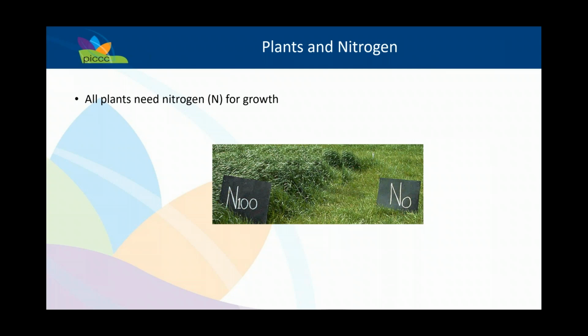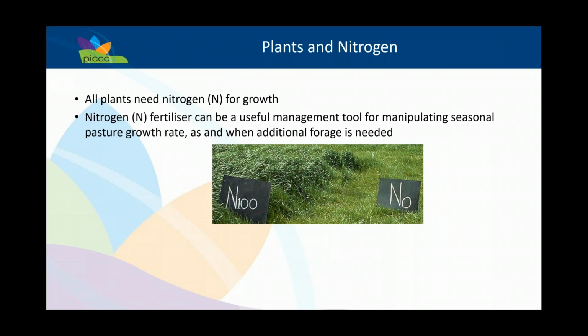So we have to come up with other rules that we can use to know when your pasture is short of nitrogen. Things like urine patches. You can see nitrogen deficiency when urine patches show up, because the cows have urinated a large amount of nitrogen, or the sheep have. So because it's such a dynamic nutrient, it can be a very useful management tool to tactically manipulate seasonal pasture growth as and when you need additional forage.